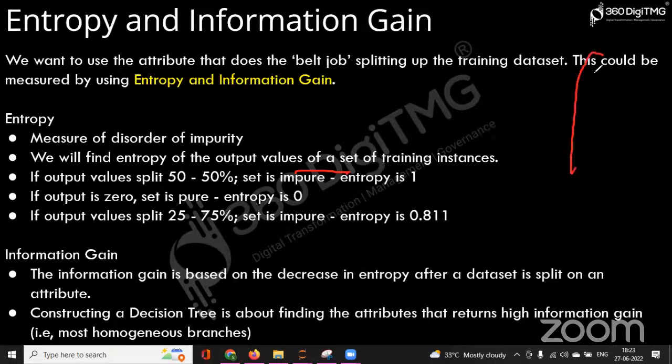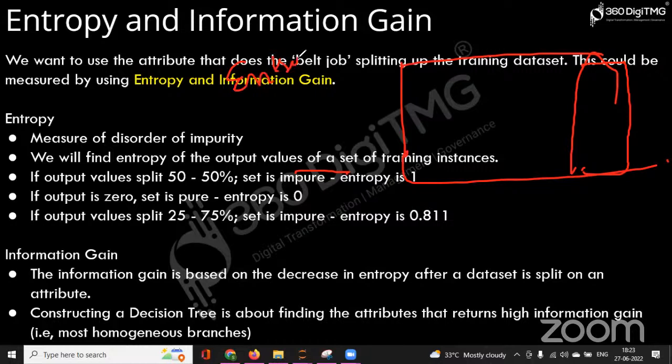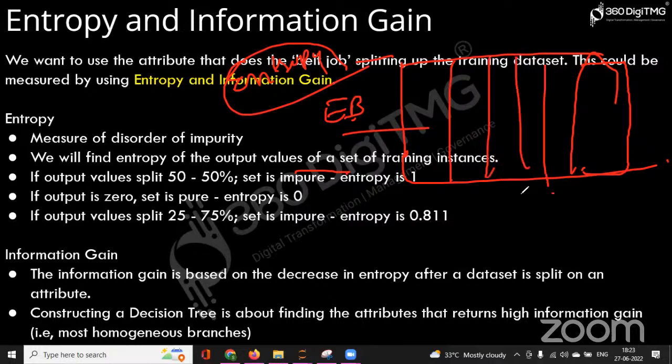So first we will be calculating, like I said earlier, for the whole data set, whatever the data set has. For that we calculate the entropy before splitting. And then we can apply the same entropy on each and every column after splitting. In that case, if the output value splits 50-50%, it is the highest impurity.